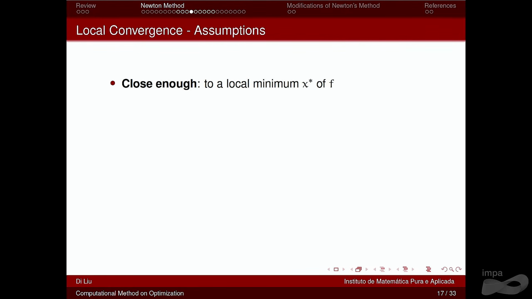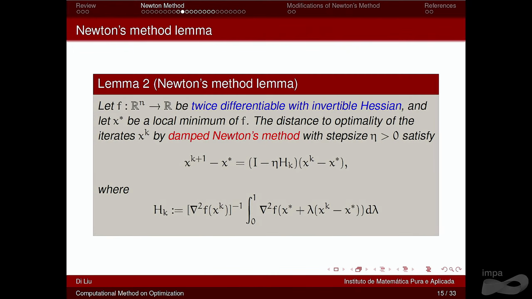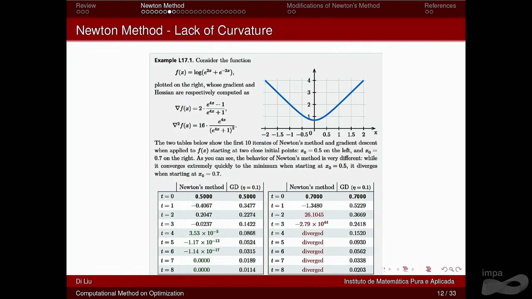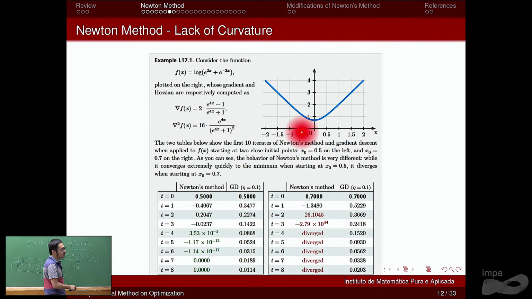Before we go to the local convergence, let's think about what we need. By this counterexample, we can conclude that if the initial point x0 is not close enough to the solution x star, the method may diverge. On the other hand, this means your initial point should be close enough to your solution.